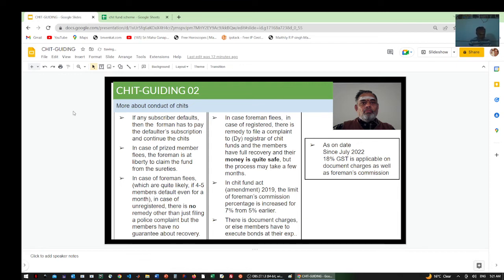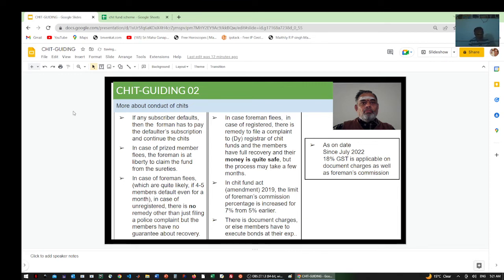In case of unregistered chits, there is no remedy other than just filing a police complaint, but members have no guarantee about recovery. In case the foreman flees in a registered chit, there is a remedy to file a complaint with the deputy registrar of chit funds, and the members have full recovery and their money is quite safe, but the process may take a few months.